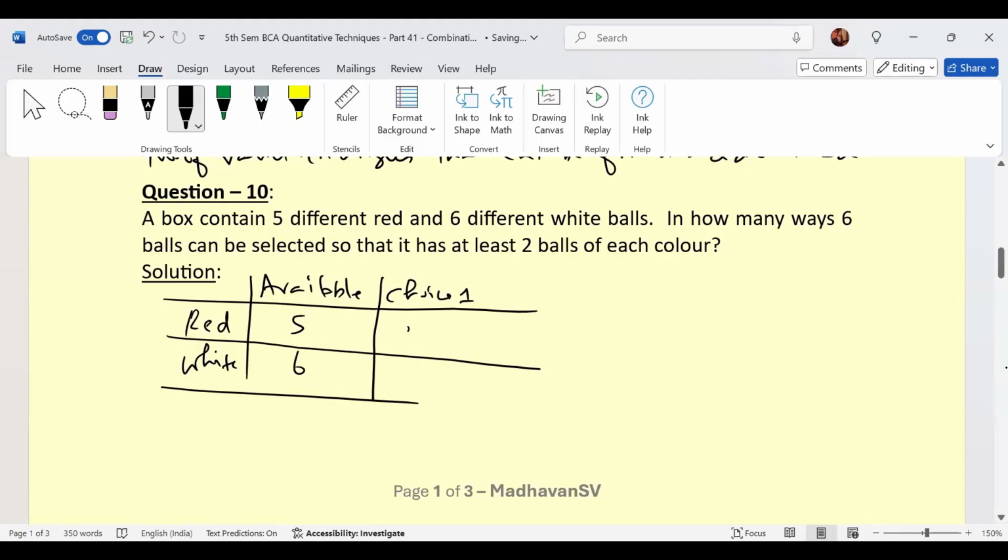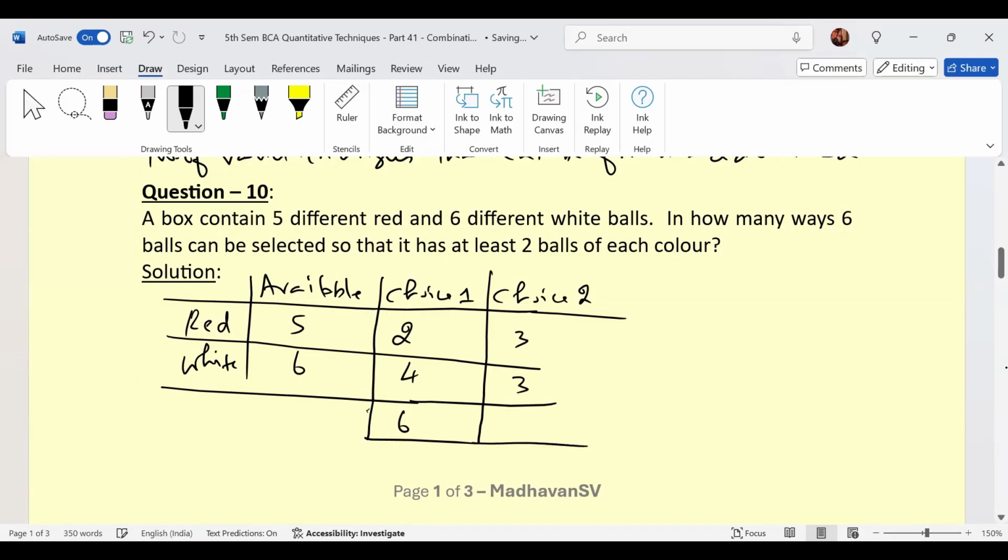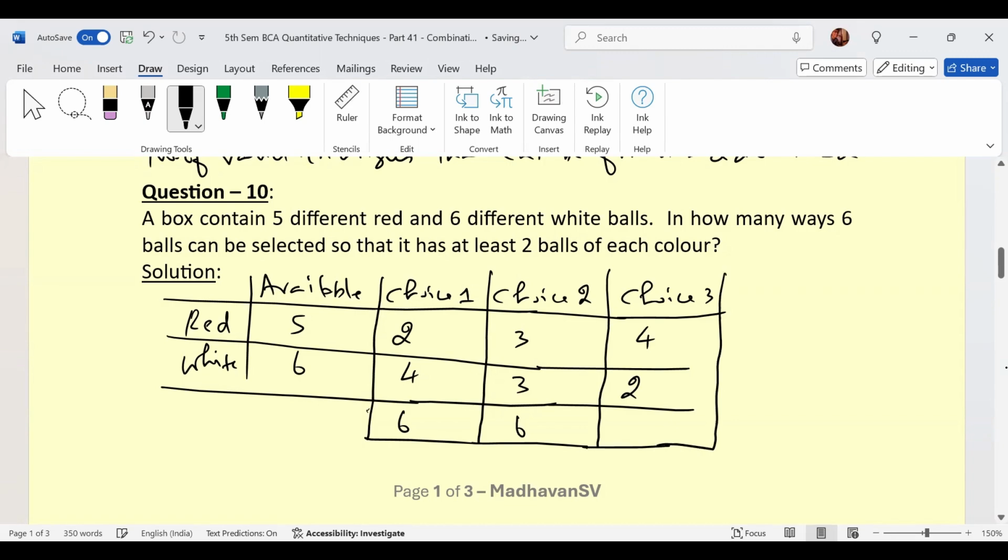At least 2, so we can have 2 red balls. In how many ways can 6 balls be chosen? So this total should be 6. If it is 2 red, then this should be 4 white. Choice 2: this is 3, so that means this has to be 3, total 6. Then choice 3: if this is 4, then this has to be 2. Minimum 2 balls should be there. So these are the 3 choices possible.